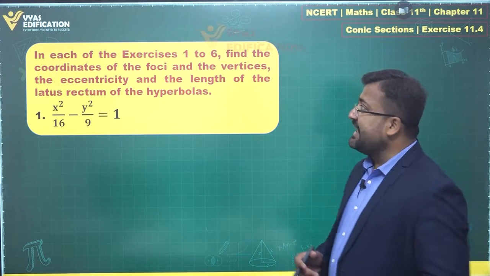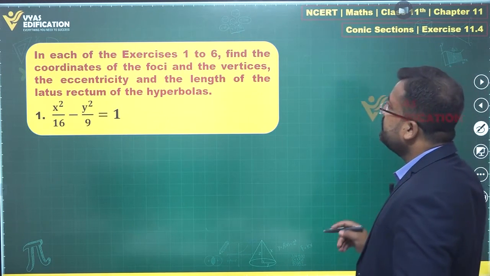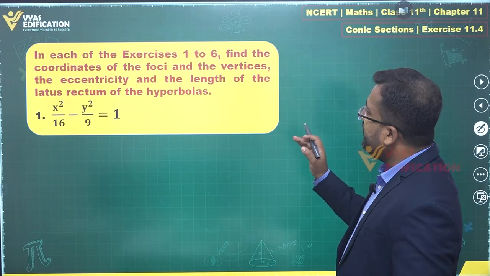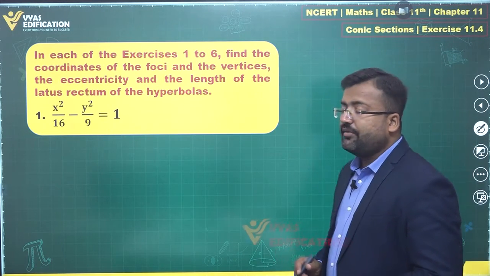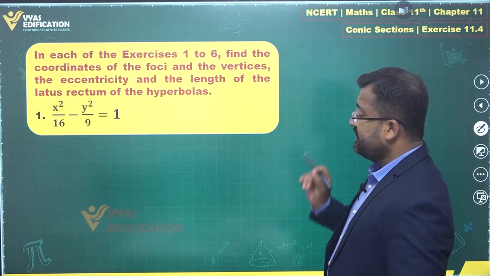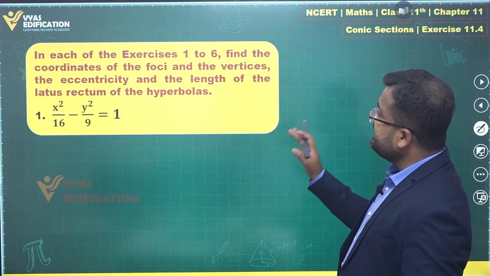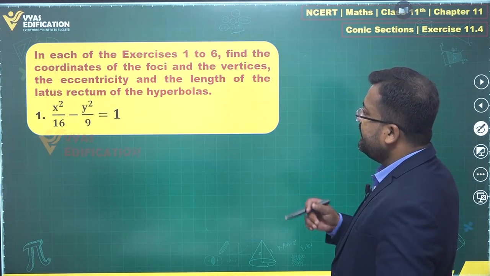The question says, in each of the exercises 1 to 6, find the coordinates of the foci and the vertices, the eccentricity and the length of the latus rectum of the hyperbolas. Coordinates of the foci and the vertices, those are the two things, and eccentricity and length of latus rectum. A total of 4 things have to be found over here. Let's see.